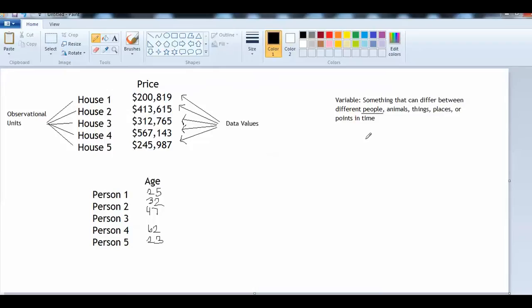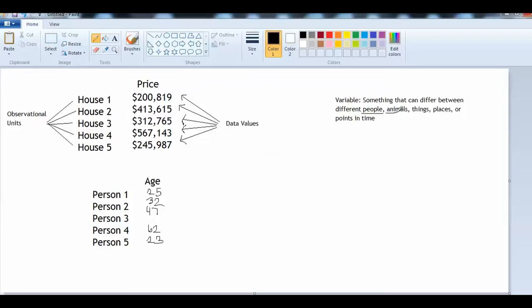Age is a variable because different people have different ages. So age is something that can vary across different people. Height is a variable because different people have different heights. What could be another example? College major is a variable because not everyone has the same major in college. Gender is a variable because not everyone is the same gender. So those are all just different things that vary across people. So those would be variables.